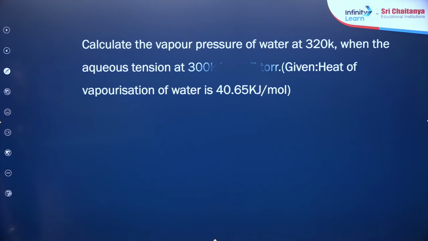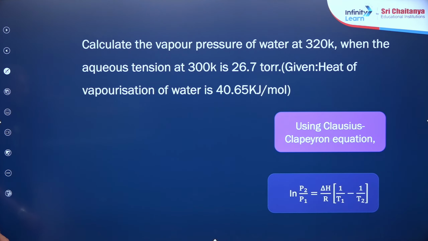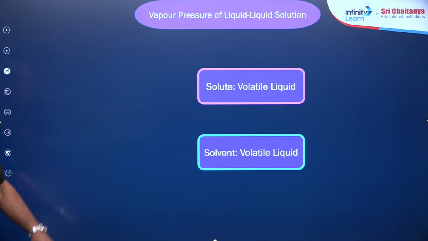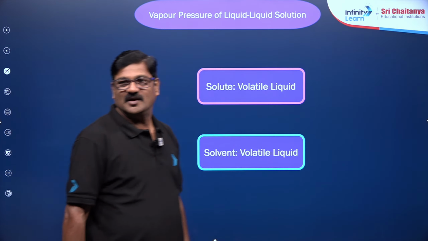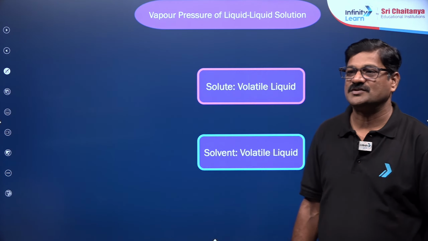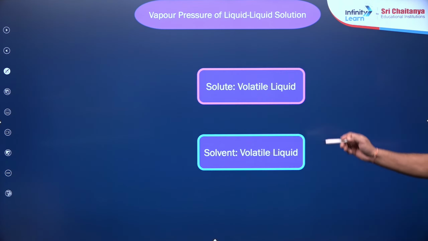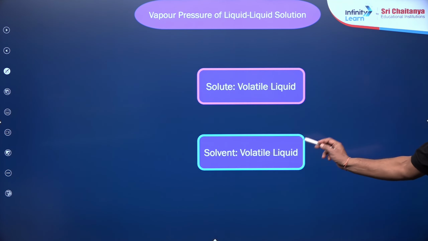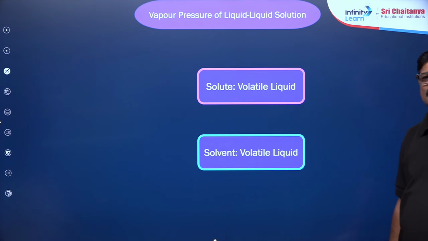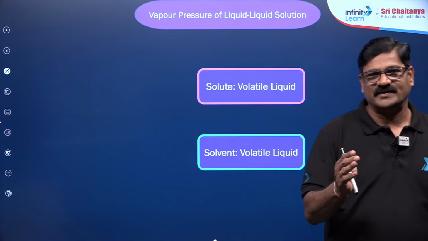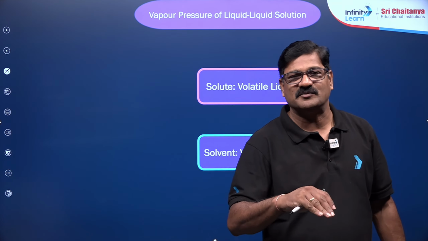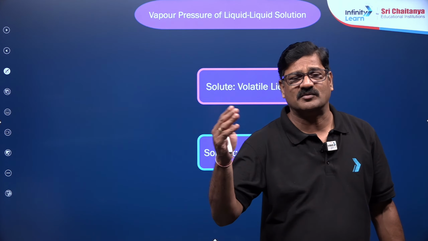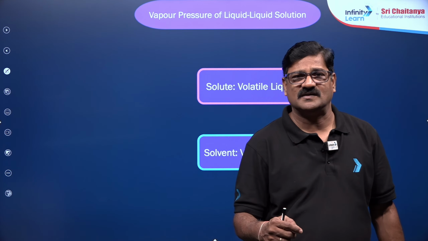So, let us talk about a different parameter: vapor pressure of liquid solutions. Solute, volatile liquid. Solvent, volatile liquid. So, what is a solute? In a binary solution, the one which is present in fewer moles is called the solute. The one which is present in more moles is called the solvent.